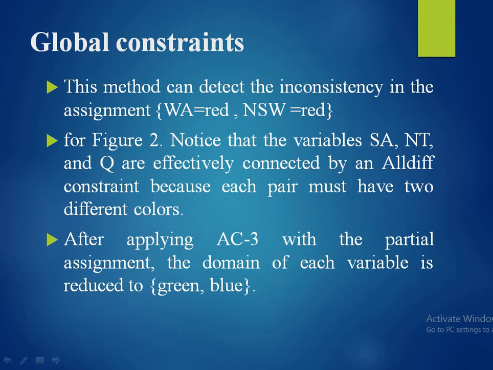This method can detect the inconsistency in the assignment WA equal to red, NSW equal to red. For figure 2, we notice that the variables SA, NT and Q are effectively connected by an all-diff constraint because each pair must have two different colors. After applying AC3 with the partial assignment, the domain of each variable is reduced to green and blue.